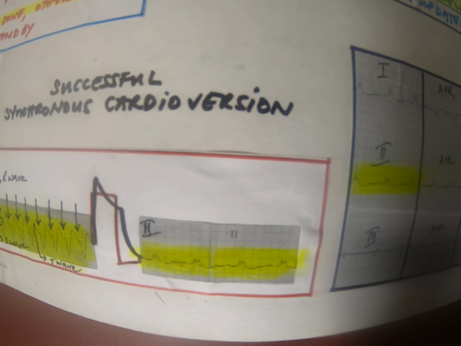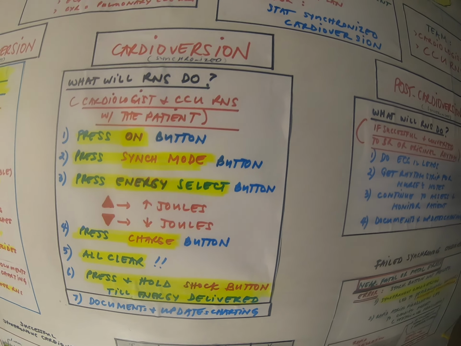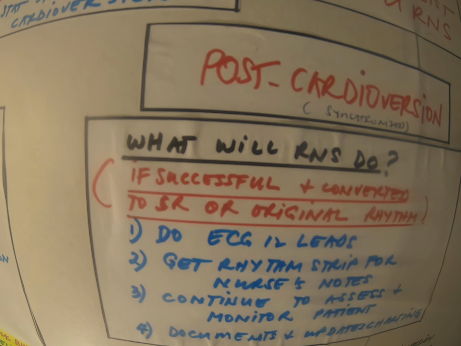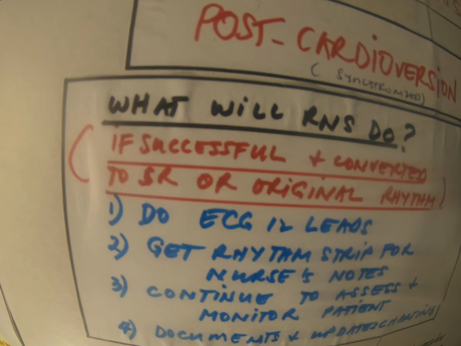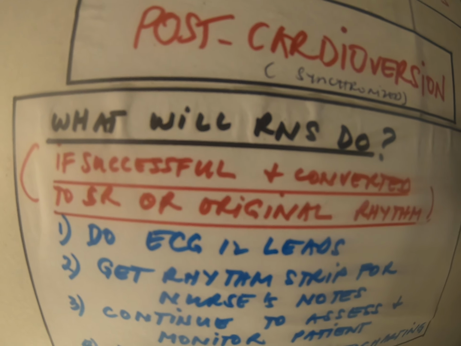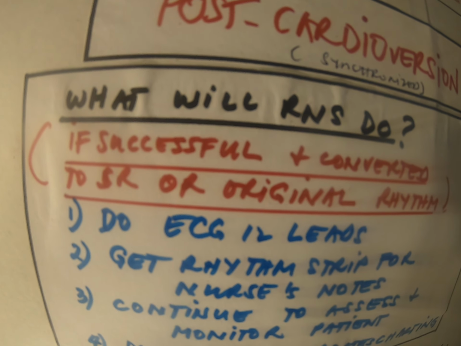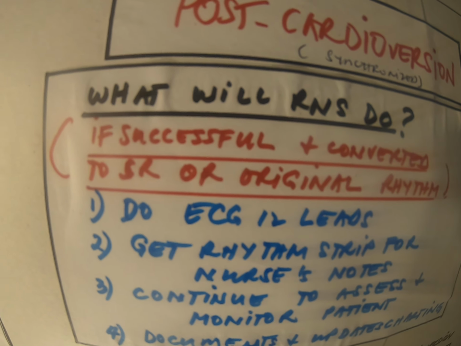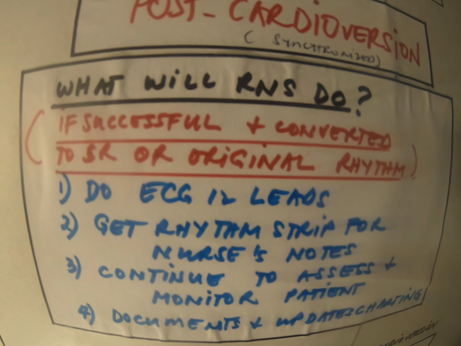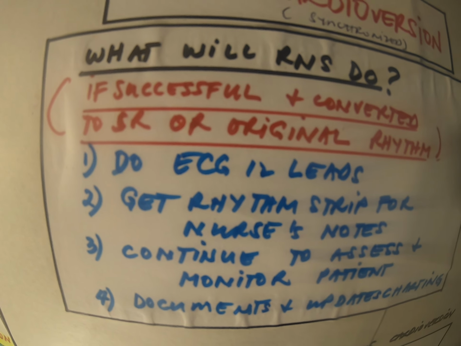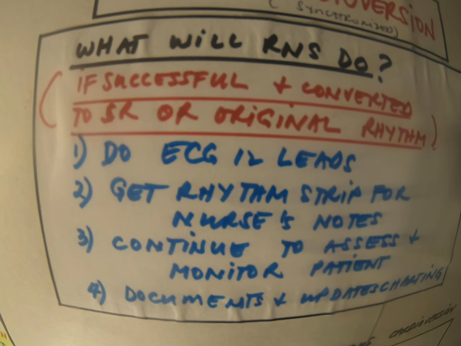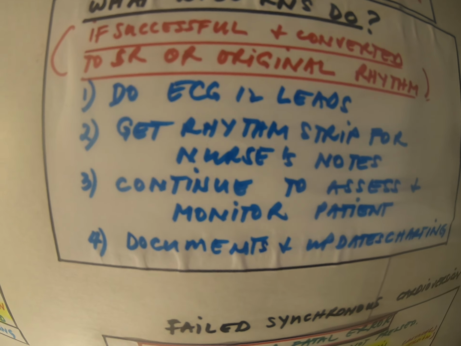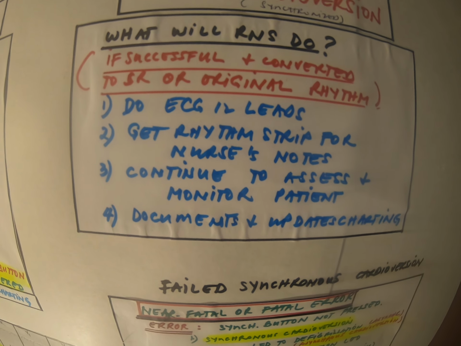Okay, so with this success, post-cardioversion, what will the RNs do? If that is a successful procedure, either to their original sinus rhythm, or it could be a different one, or controlled AFib or anything, as long as it's not the VTAC, we will again do a 12-lead ECG post successful synchronous cardioversion. We get the rhythm strip for the assigned RN for her nurse's notes. We still continue to work as a team, but the main player now is the nurse in charge, to continue to assess and monitor the patient, and then documentation and updating the chart.